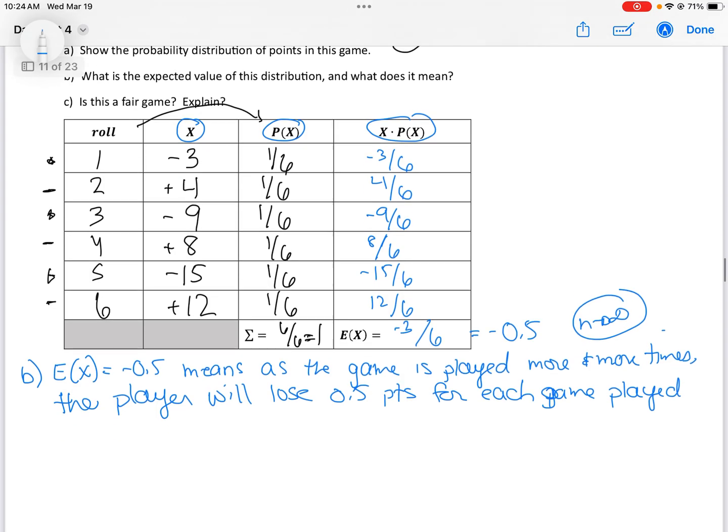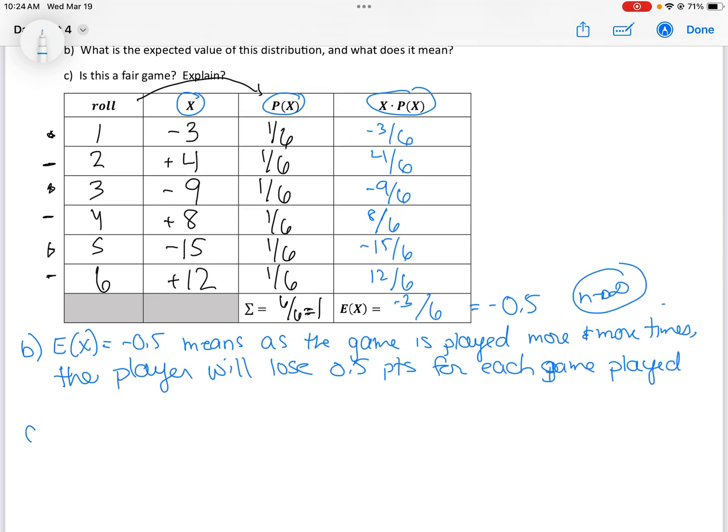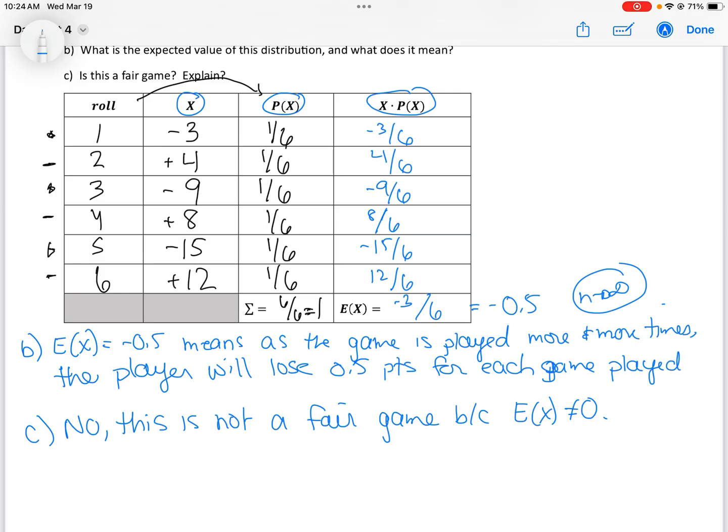Okay. Is this a fair game? So, no, this is not a fair game, because the expected value does not equal 0. So this is actually in favor of, we call it the house. I'll put that in brackets, in favor of the house. And all that means is that whoever's dealing, the dealer, that's the house.